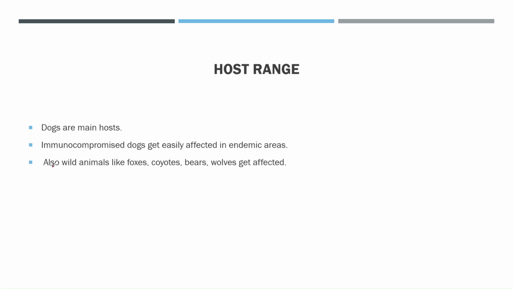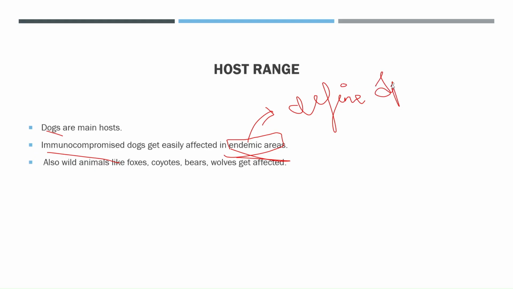Now the host range: dogs are the main host, generally immunocompromised dogs, generally affected in endemic areas. So assignment number 2, because you get to know what is caused by canine adenovirus 2. Okay, the assignment is, when will you call a disease endemic? Define sporadic, epidemic, endemic. See, this will help you in comparative study. Okay, so what are the differences in these?